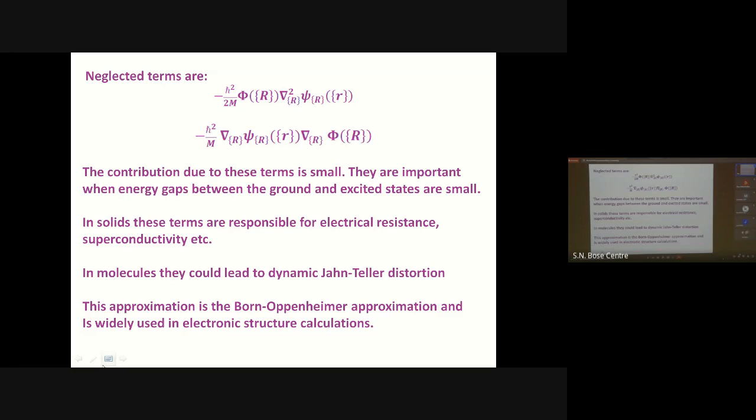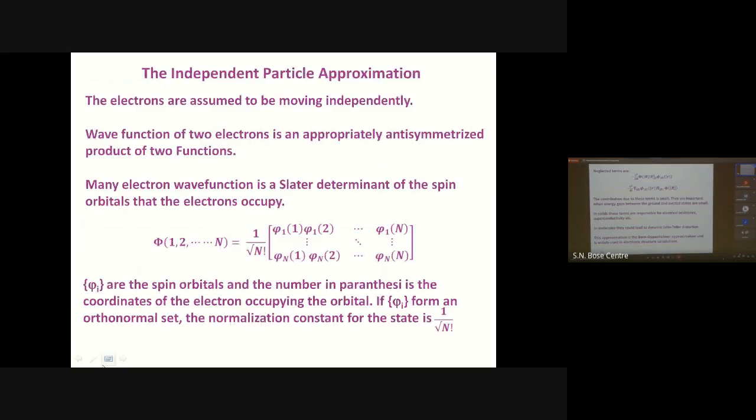And this Born-Oppenheimer approximation is very widely used in electronic structure calculations. So you only go beyond that when you really want to look at internal conversions, intersystem crossings, and so forth, which the chemists usually do.